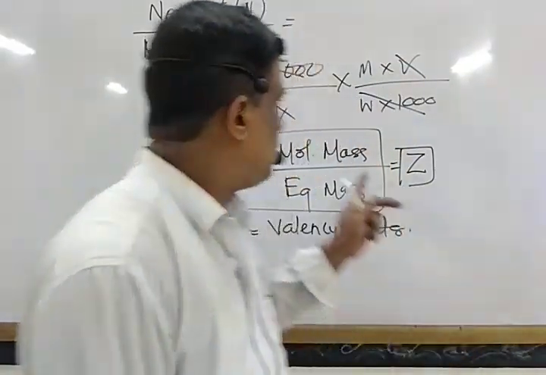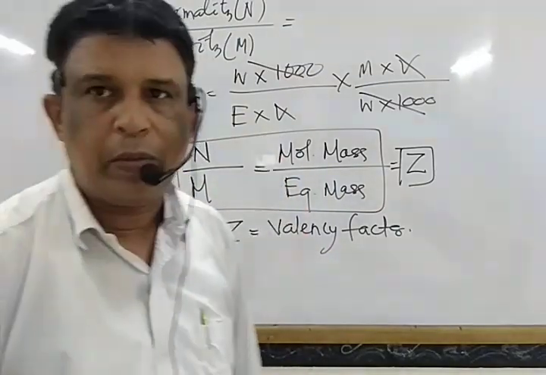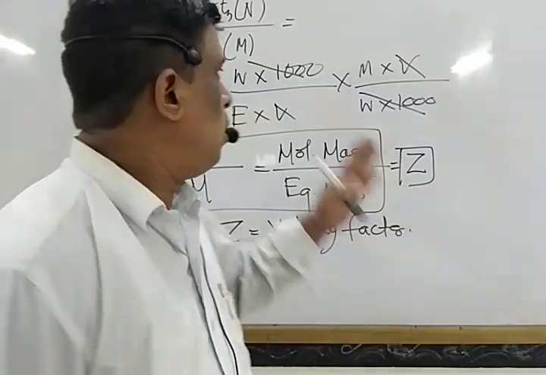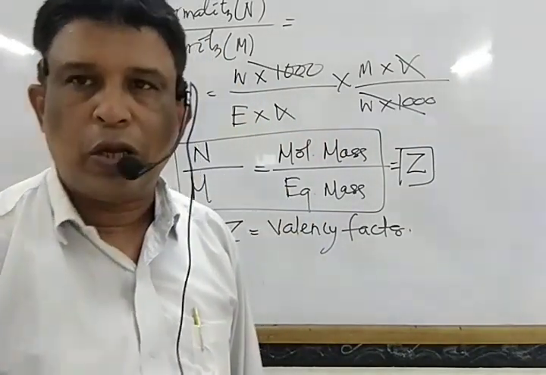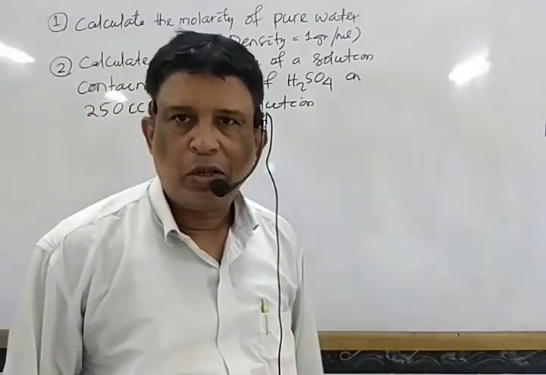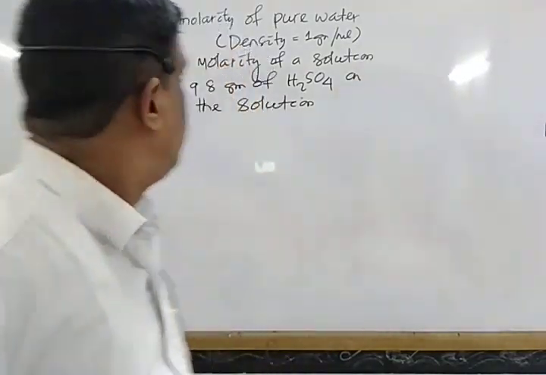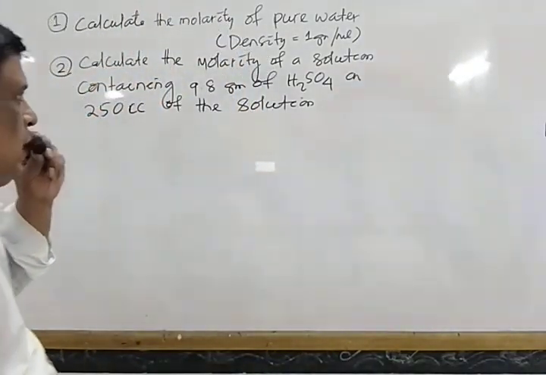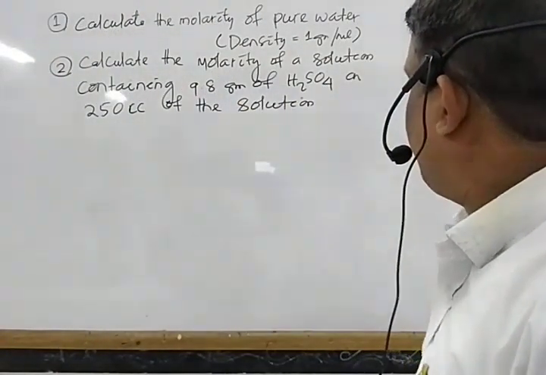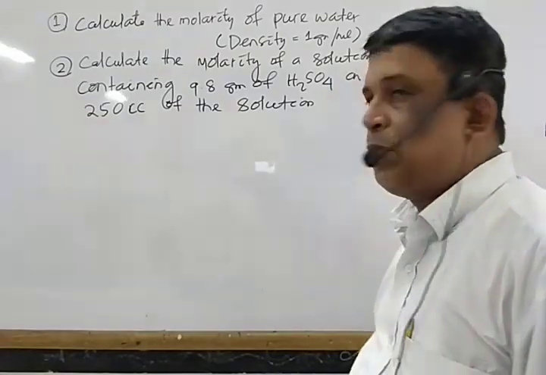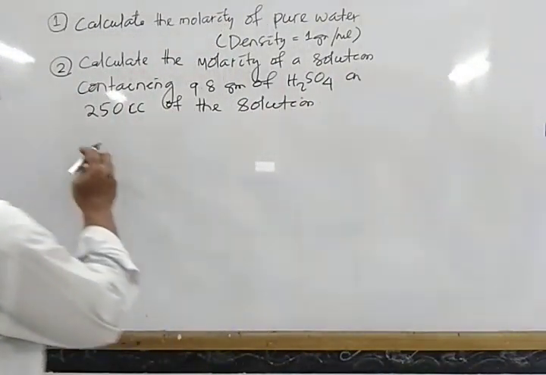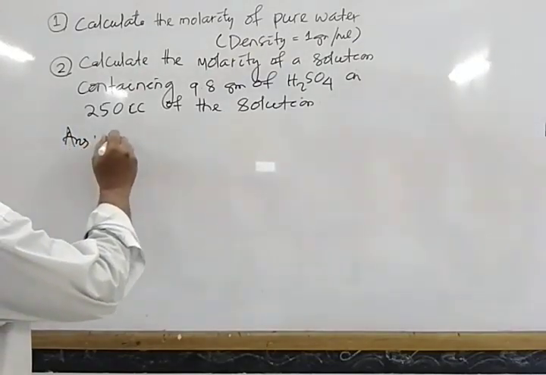So, basing upon this concept, let us solve one or two problems, that is, how the molarity of a solution can be calculated. Mark the question. What is the question given? Calculate the molarity of pure water, given that the density of pure water is 1 gram per ml. So we have to calculate the molarity. Mark that. Answer, step 1.